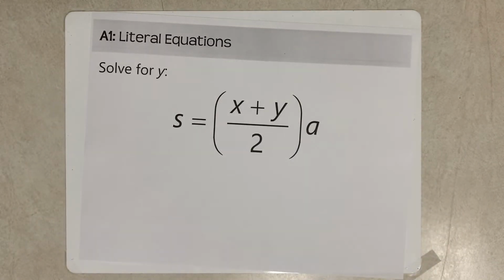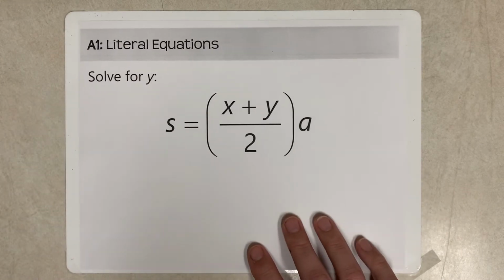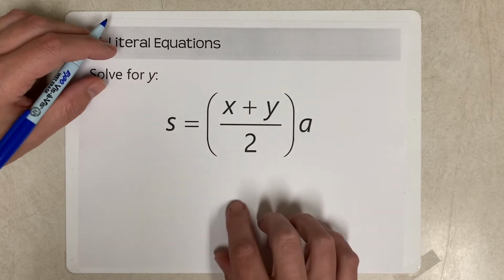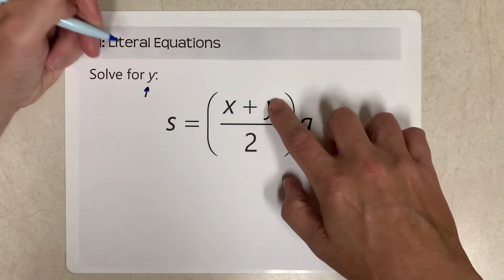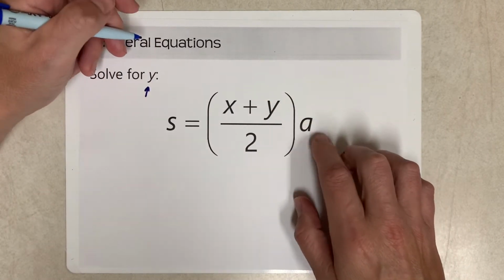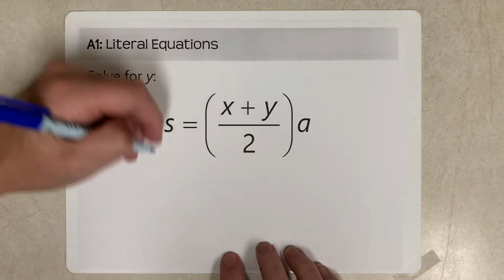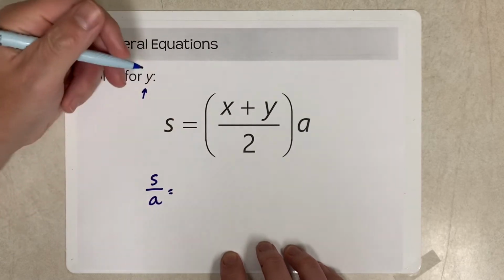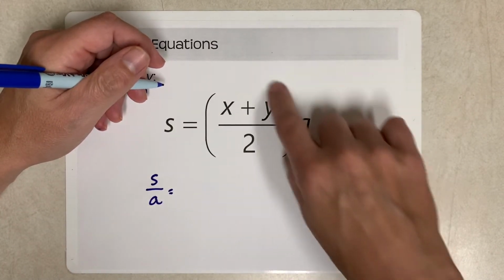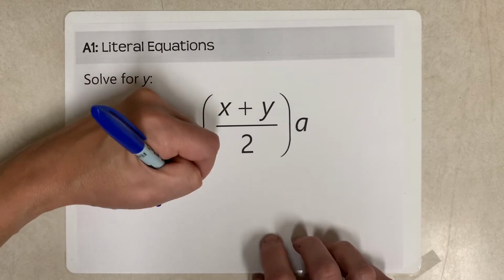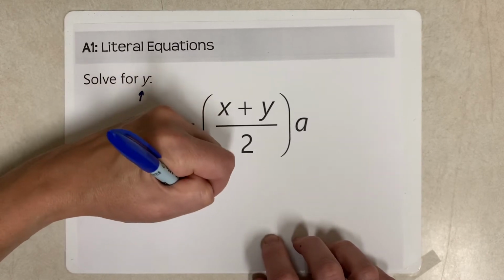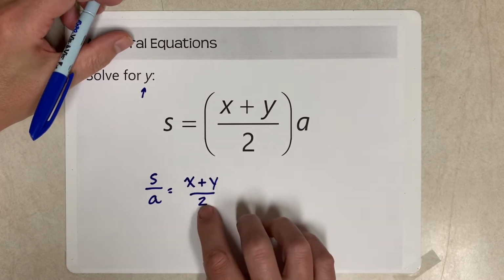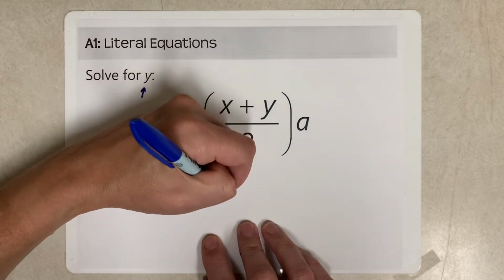So they can make them a little bit more complicated. This one, you have s is equal to x plus y over 2 times a. Again, this is a physics formula, and they want you to get y by itself. So we need to get rid of a first. So if we divide both sides by a, we're going to get s over a is equal to, and now the parentheses are unlocked because there's now nothing in front or behind it, x plus y over 2. So now we need to get rid of, not the x yet, but the 2. So we need to multiply both sides by 2.